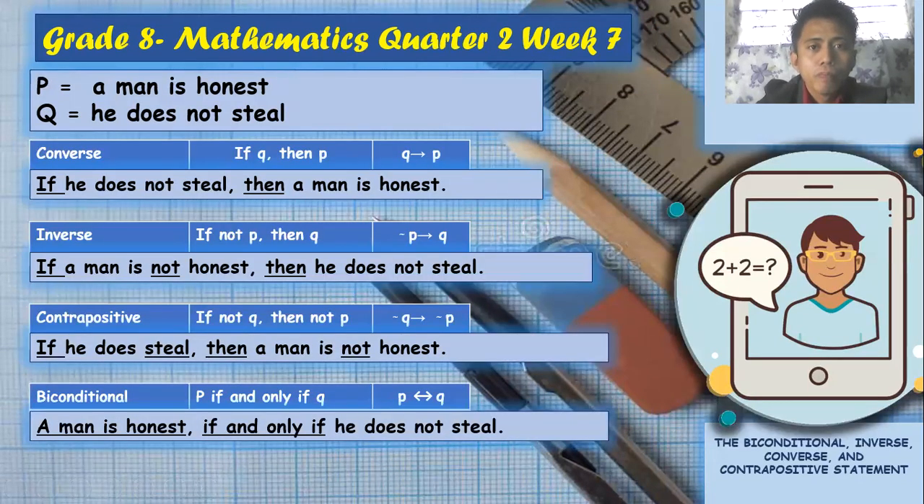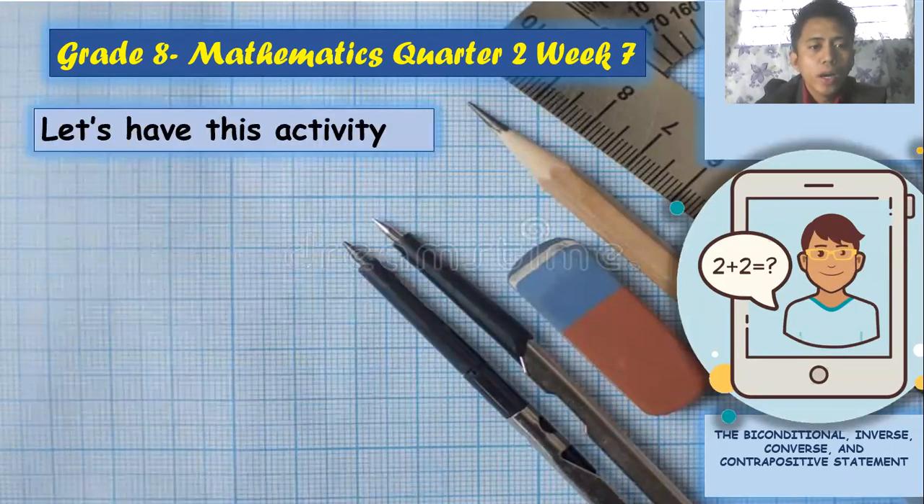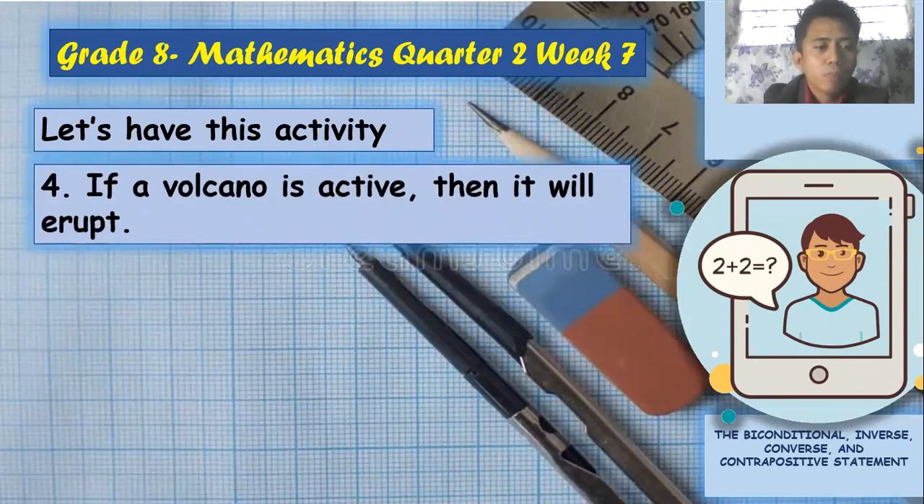Is this clear? Okay, so let's proceed to our next activity, or last example. If a volcano is active, then it will erupt. I will repeat: if a volcano is active, it will erupt. So what did you notice about this statement? This was written in the form of an if-then statement, or the hypothesis and the conclusion statement.